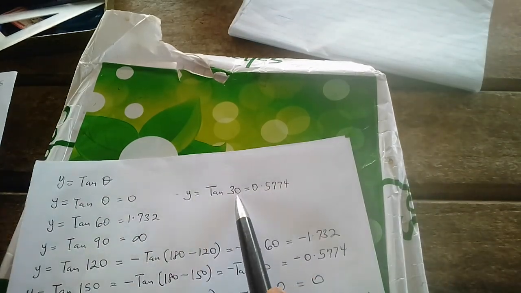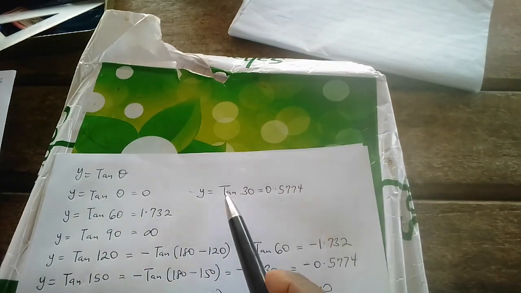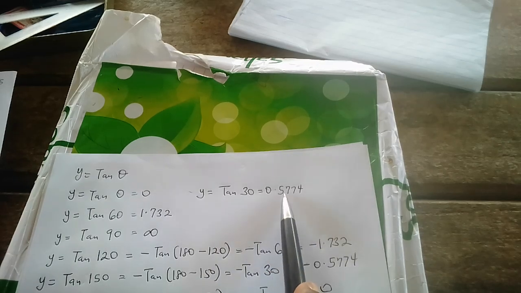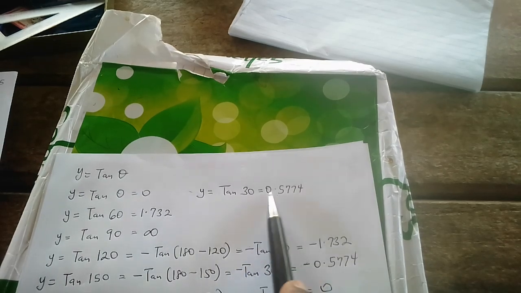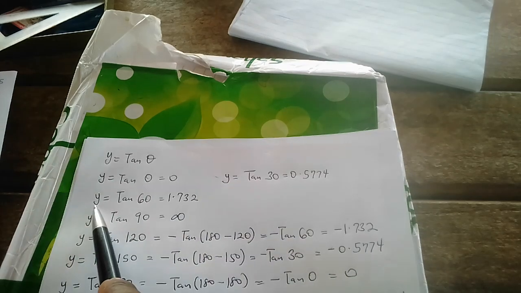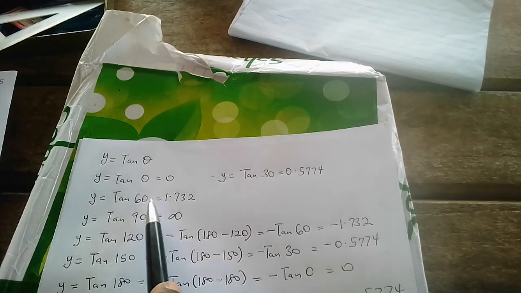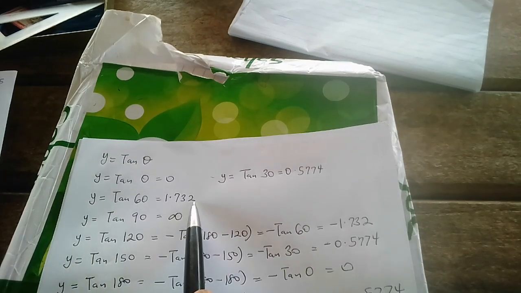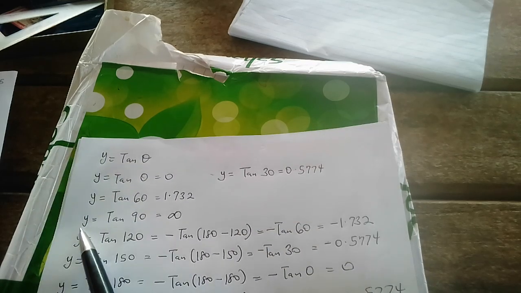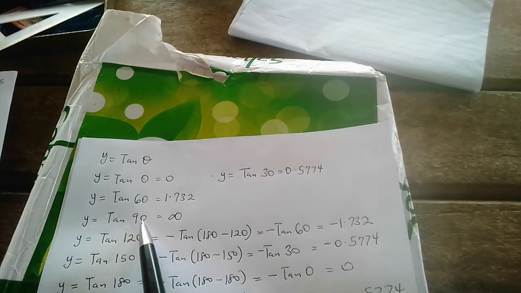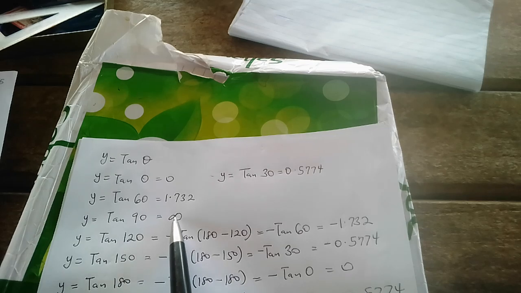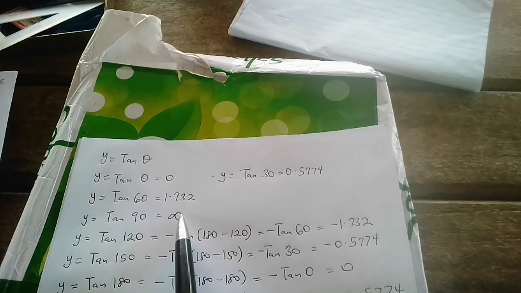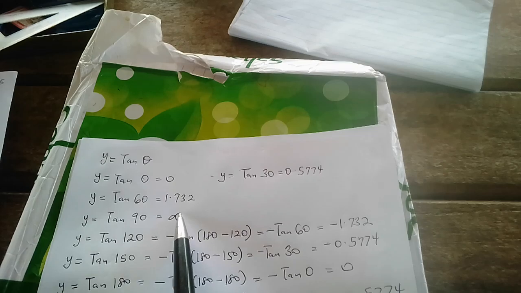When theta is 30, what will be y? Tan 30 is 0.5774. When theta is 60, tan 60 is 1.732. Then when theta is 90, tan 90 is infinity. If you check the four-figure table, it is going to be very large. The calculator will give you a syntax error, so it shows that it is infinity.